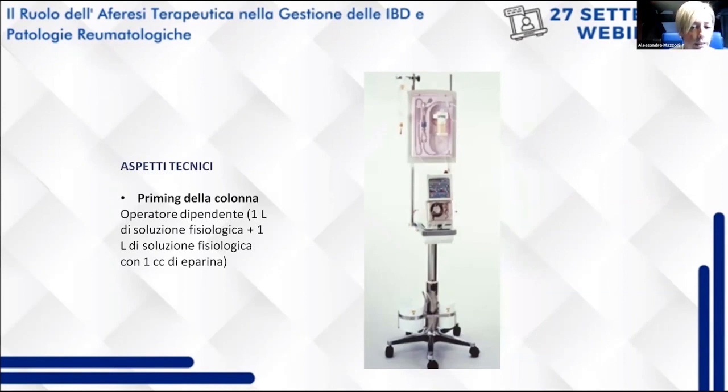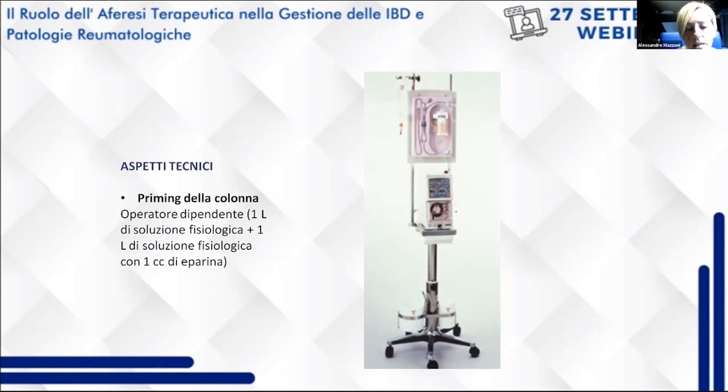With regard to the technical and operational aspects, the important thing to do is to optimize circuit priming, mainly of the column. Saline solution is used. 1 liter of saline solution is made to flow through the circuit, followed by 1 liter of heparinized saline solution.